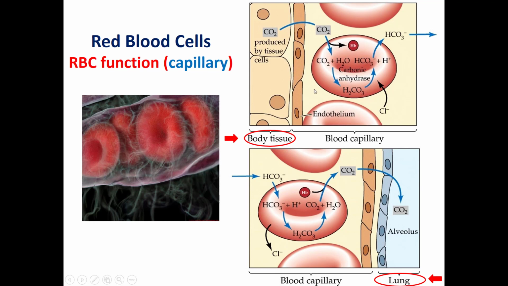This is perfusion in the tissue. This is perfusion inside the lungs. So the difference is, CO2 will be removed from the tissue and oxygen will be supplied, whereas in the lungs, CO2 will be removed and oxygen will be supplied by the lungs.